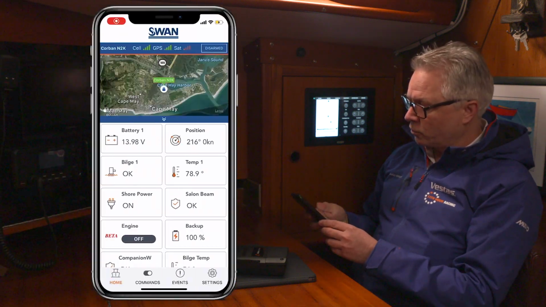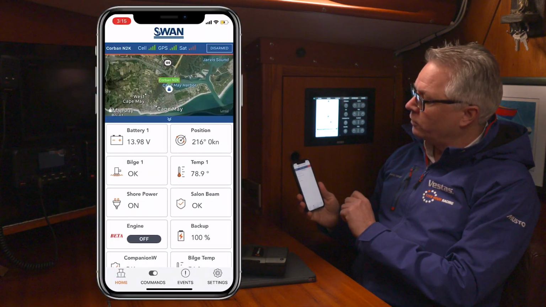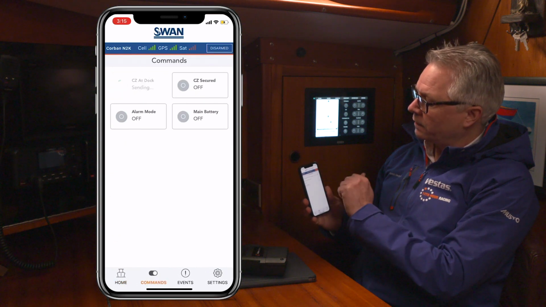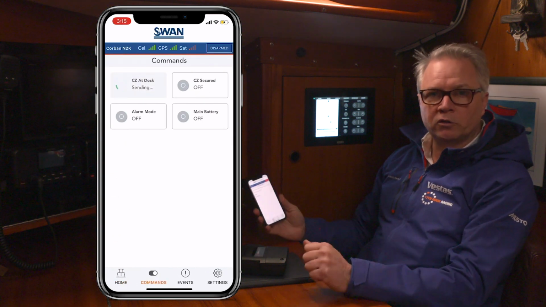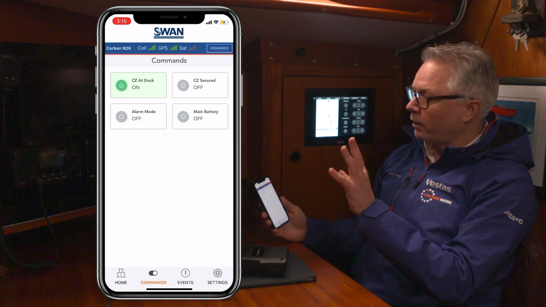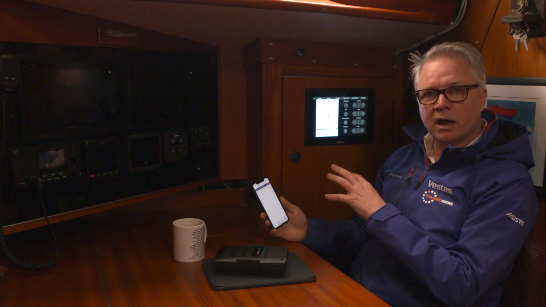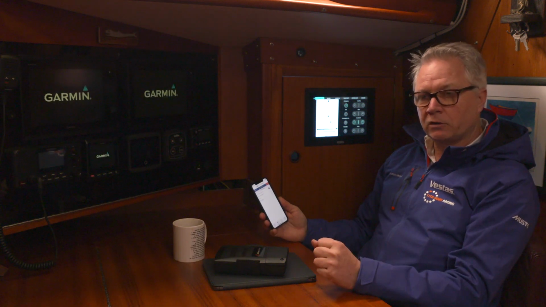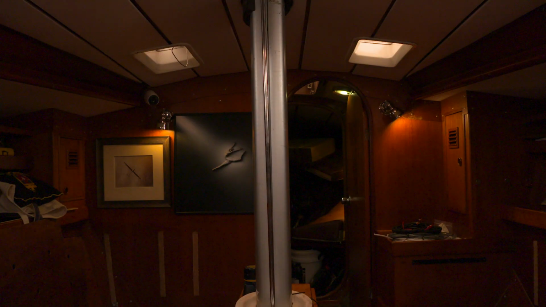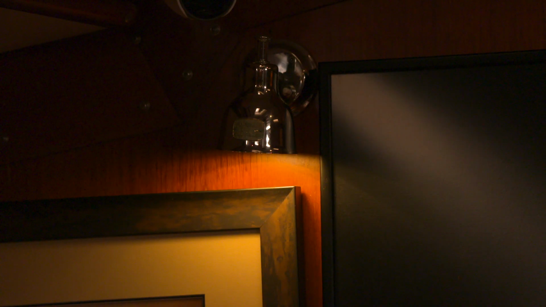I'm going to go into my commands page, and I'm going to turn on the At Dock mode for my C-Zone system. This is going to go up to our server. It's going to push a message down to the MTC. The MTC is then going to issue the same command as I would physically on my C-Zone system that turns on all the systems that I like to have running when I'm at the dock.